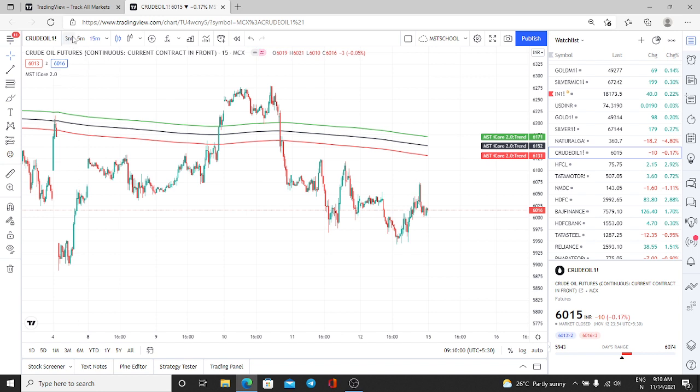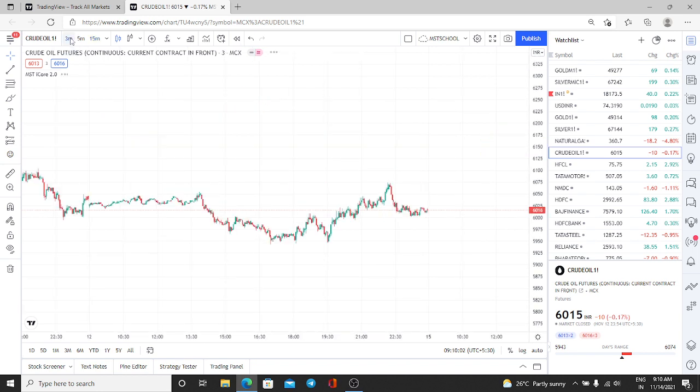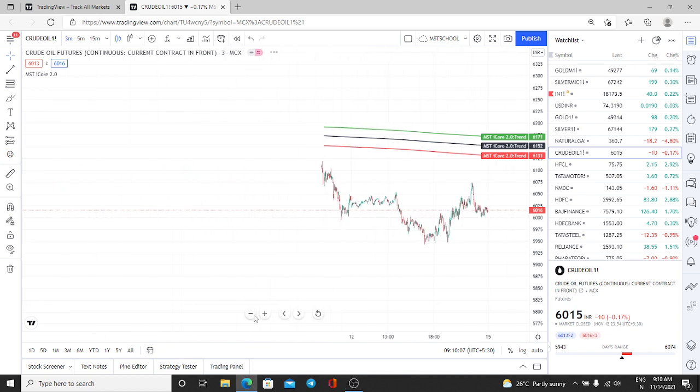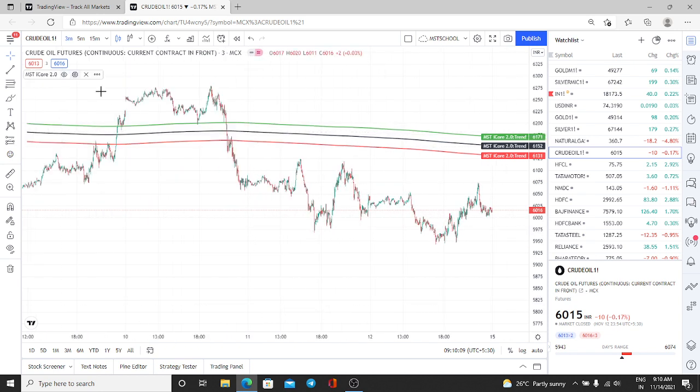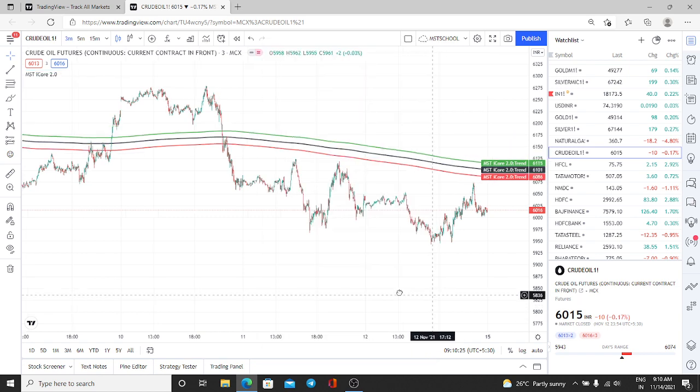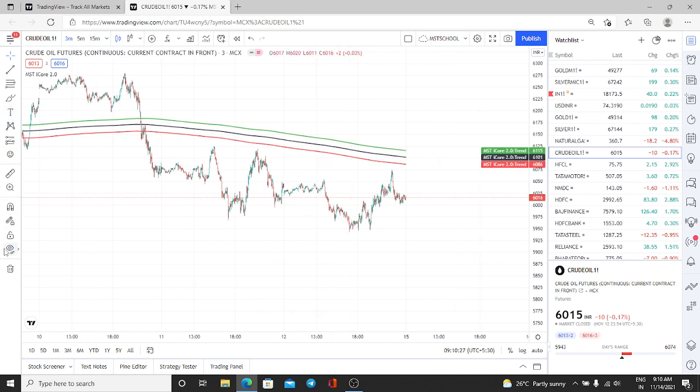Suppose you are using the 3 minutes time frame, see here the trend will not be changed. Why? Because in the settings we have changed it. We don't want to change anything in the chart candlestick, but you want to change it in the indicator setting only. So you are trading in 3 minutes and you want to see the trend of the 50 minutes. See here, the trend is still showing sell trend. So now it has taken the sell here.